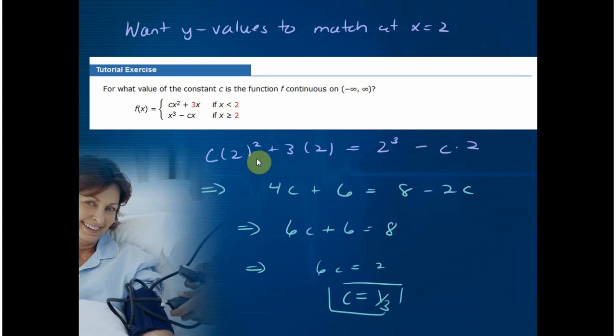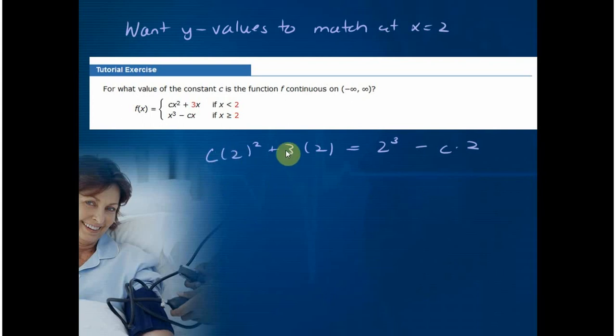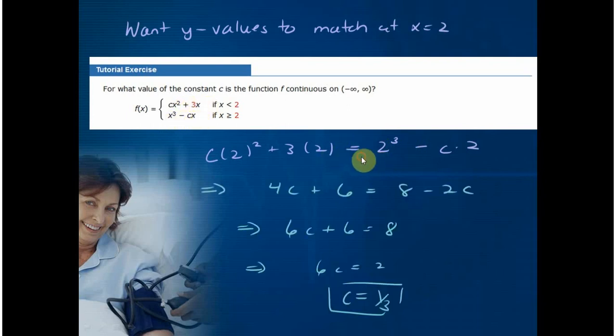So I plug in 2 to the left portion, and I plug in 2 to the right portion. The left portion's this, the right portion's this, and I want them to hook up and match right at x equals 2. So I get the most simple kind of equations, the linear equations, and I can solve for C, and C ends up being a third.